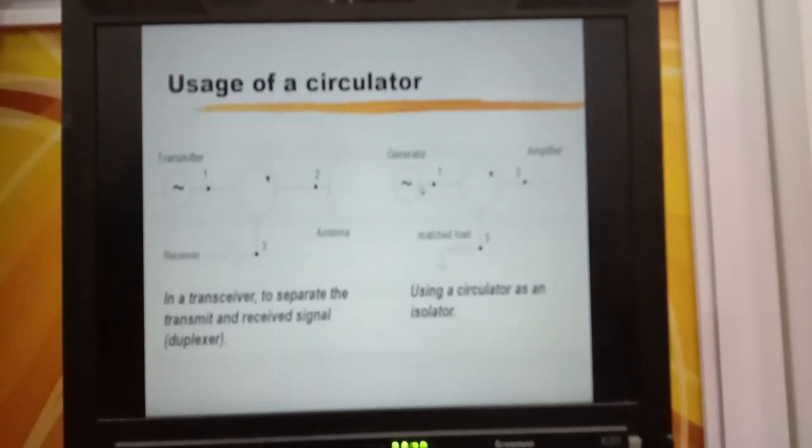How it works is that a strong signal from the generator is circulated from port 1 to port 2 to the input of an amplifier. If there is any impedance mismatch, the reflected wave will be circulated to port 3 where the signal is terminated to ground by a matched load. This will prevent the reflected wave from going back to the generator and causing problems to the generator.